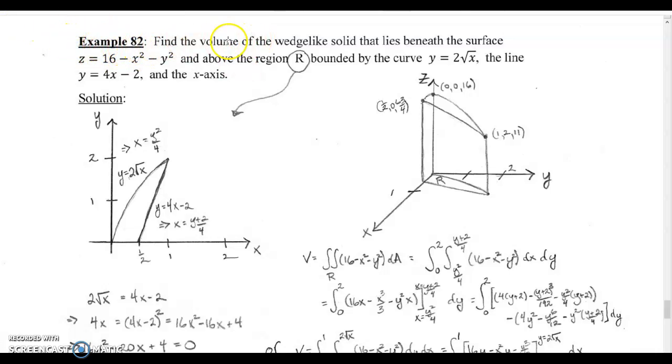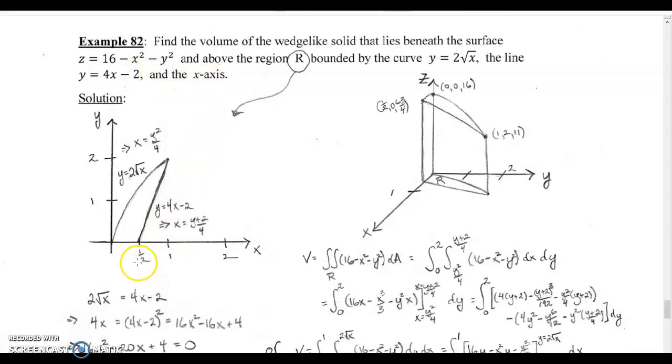Example 82. Find the volume of the wedge-like solid that lies beneath the surface z equals 16 minus x squared minus y squared. So that's an upside down paraboloid. And above the region R, bounded by the curve y equals 2 square root of x, the line y equals 4x minus 2, and the x-axis.